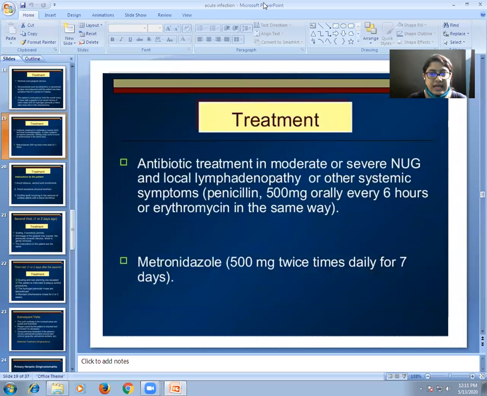Second, if the patient has a moderate to severe case or also has local lymphadenopathy, you have to give antibiotic therapy. Why antibiotic therapy? Because this disease is caused by bacterial infection. So basically, to treat the bacterial infection, you have to give antibiotic therapy. So you have to give penicillin 500 milligram orally every 6 hours, or you can give erythromycin 500 milligram orally every 6 hours. Second antibiotic should be metronidazole, which is 500 milligram twice daily for 7 days.